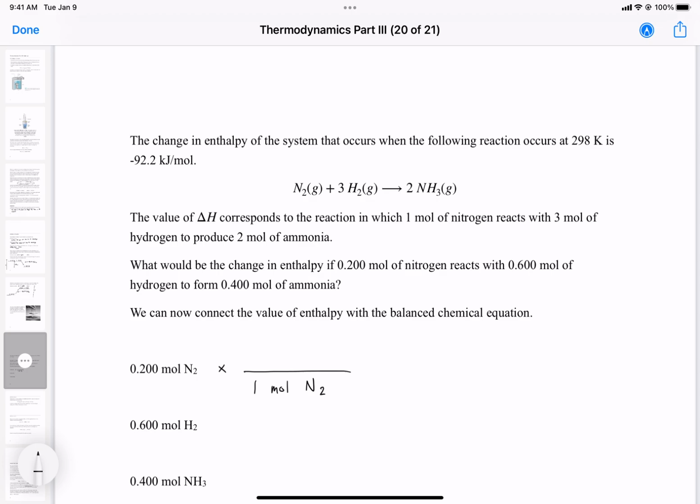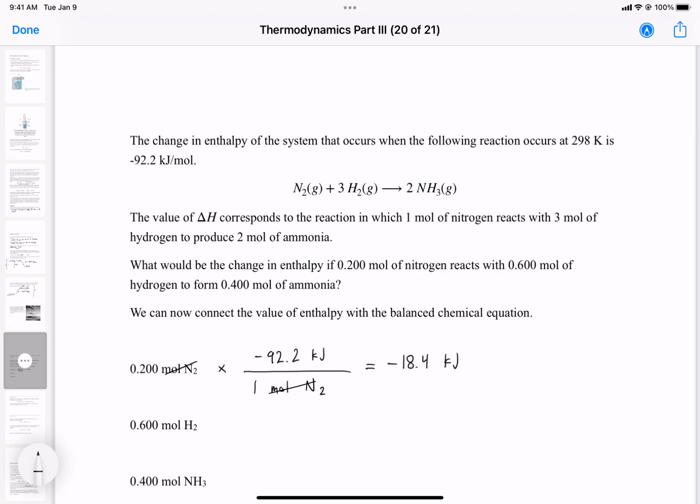1 mole of nitrogen, so the moles of nitrogen will cancel out. And for every mole of nitrogen, we get negative 92.2 kilojoules per mole. So you see here we put kilojoules per mole of nitrogen. And we can say mole of nitrogen because if we look at the chemical equation, it's only 1 mole in the balanced chemical equation, so we just put 1 mole. And we only took 0.2 moles of nitrogen, so that's about 1/5 of nitrogen. So we get approximately 1/5 the value of energy.